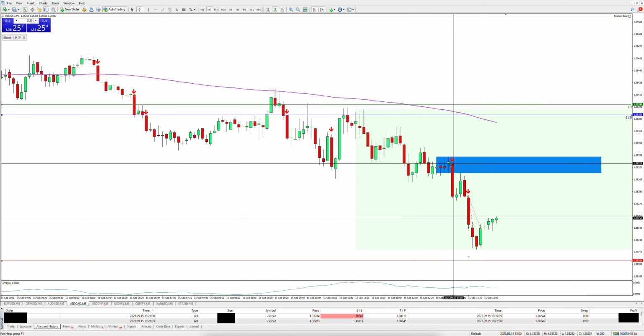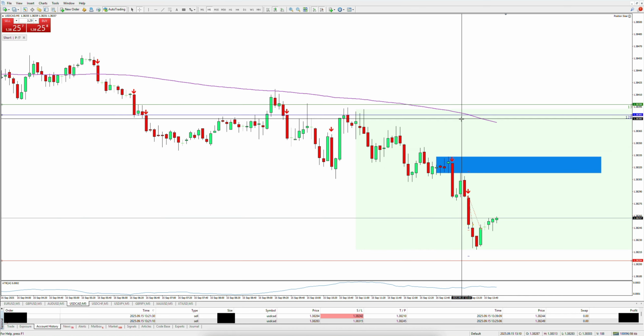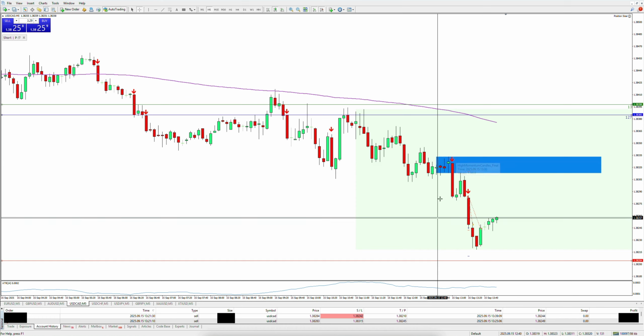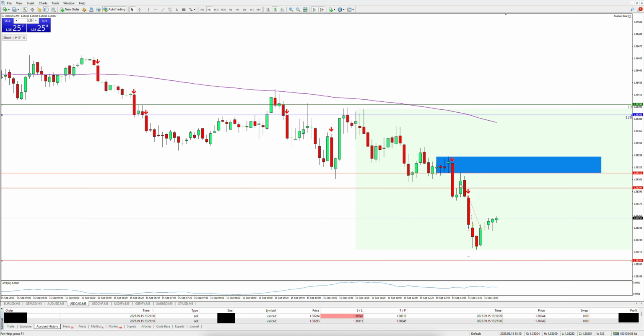Then I marked out the zone that started the move. This is the zone here. And from this zone we had a bearish fair value gap. So you had a fair value gap from here to here, I'll draw it out. This fair value gap was filled immediately after, and this is the candle that literally just tapped the zone.